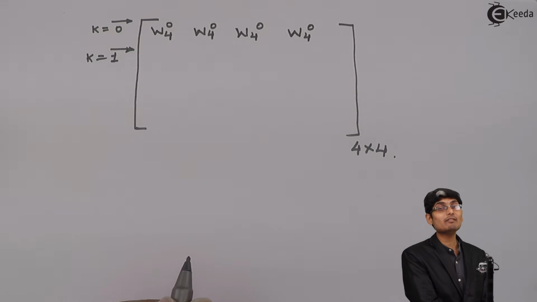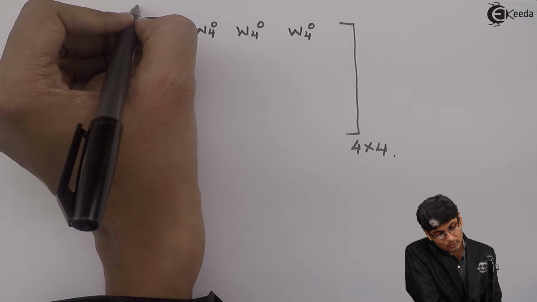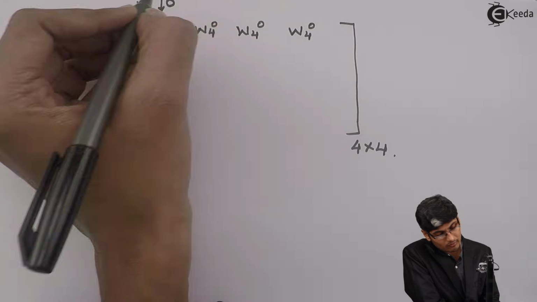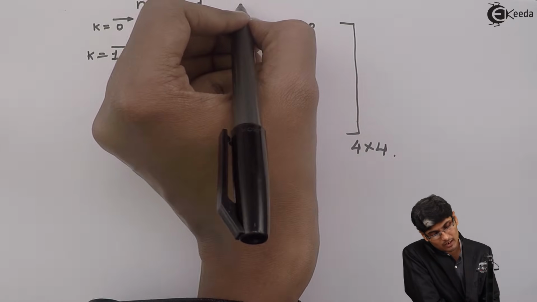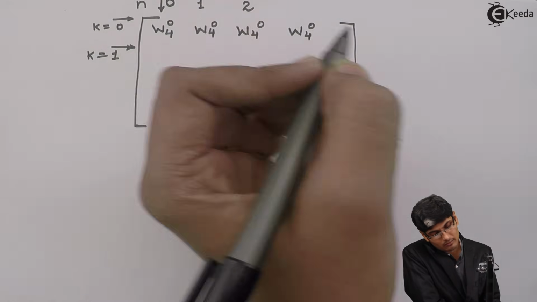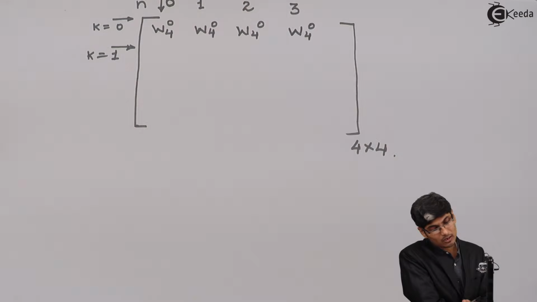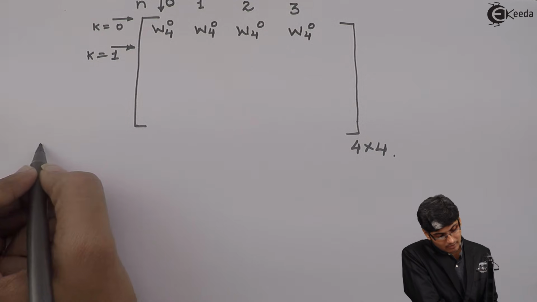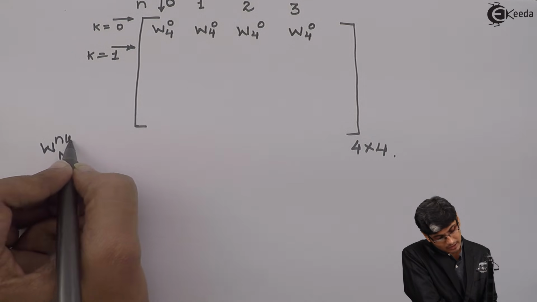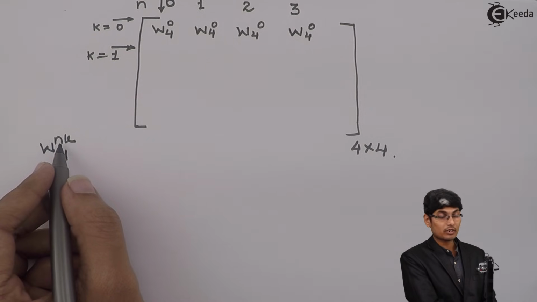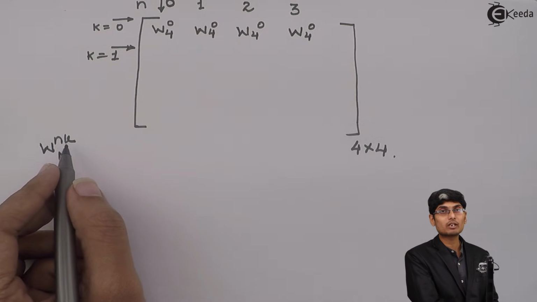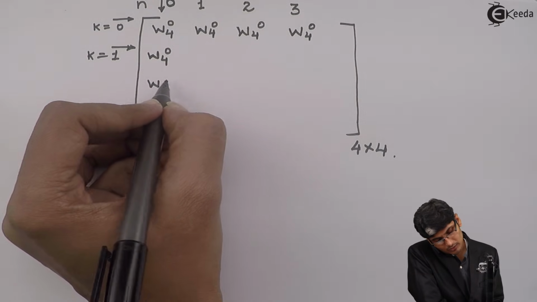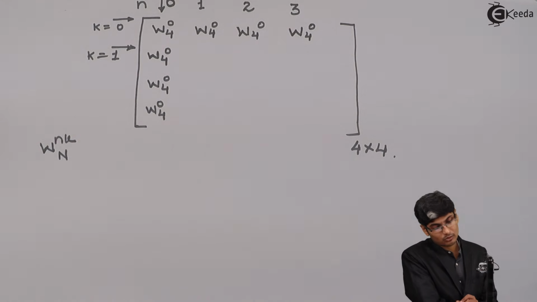But in that row I have the n factor also changing. So when I put the value of n, it will affect in this direction. So for the first column the n value is 0. For the second column the n value is 1. For the third column, the n value is 2, and for the fourth column, the n value is 3. So everywhere the n is 0, I have the factor W_N raised to nk. If k goes 0, then this product will turn to 0. If n goes 0, then also this product will turn to 0. So now I will have W4 raised to 0, W4 raised to 0, and W4 raised to 0 over here.